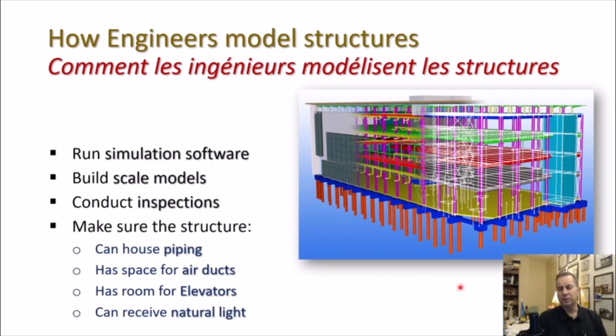And then, of course, a building has to contain things for it to be useful. The building has to house piping, which could be air supply, water supply, or drainage from the roof. If it's a manufacturing environment, it has to handle high pressure liquids, like hydraulic pumps. It has to have space for air ducts, for air distribution, heating in the wintertime, cooling in the summer. It has to have room for elevators, which themselves have to have their own special structure.